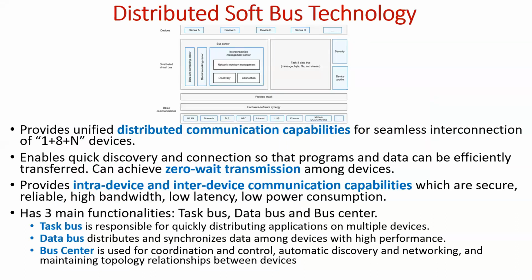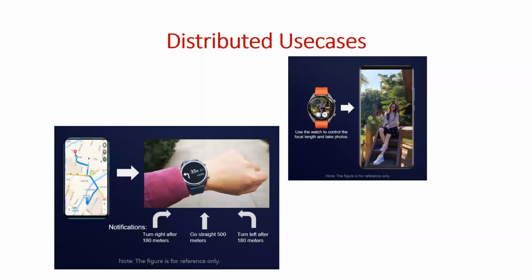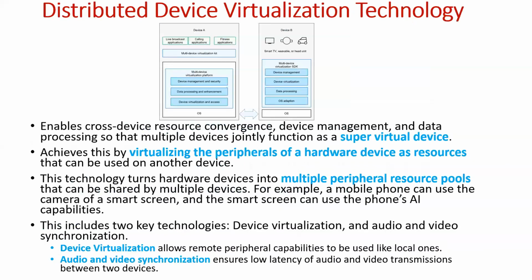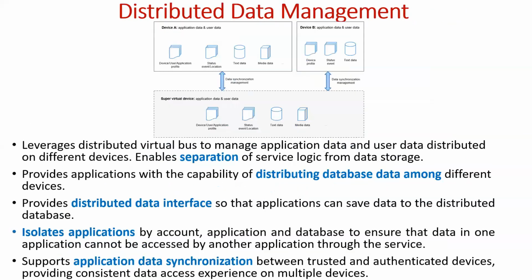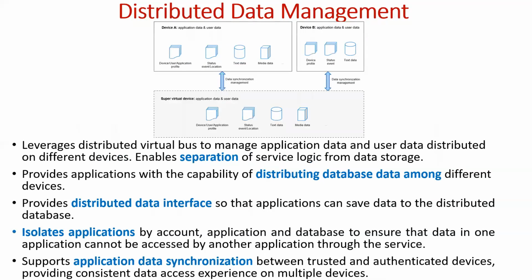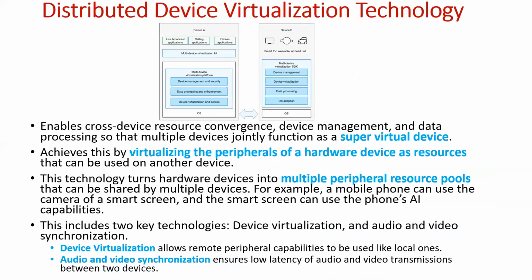Okay, coming back to distributed architecture. Distributed architecture has four key technologies: the distributed soft bus, distributed device virtualization, distributed data management, and distributed task scheduling. All these four put together achieve the distributed functionality of Harmony OS.